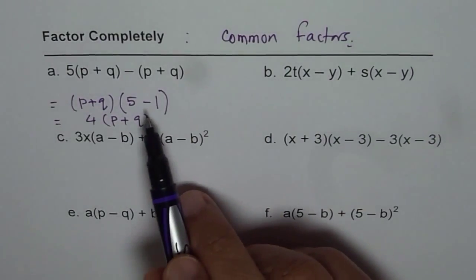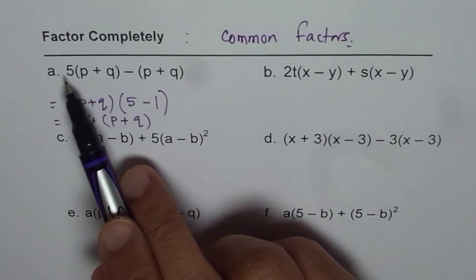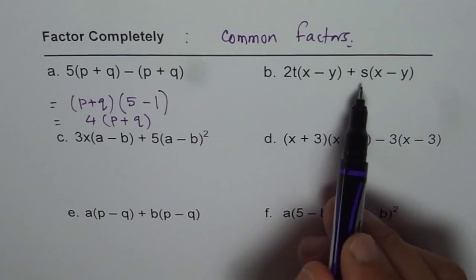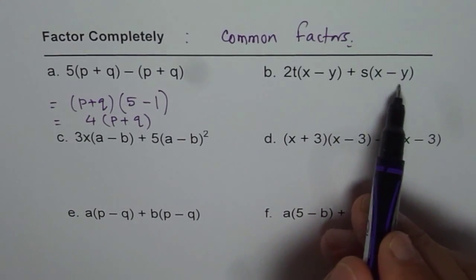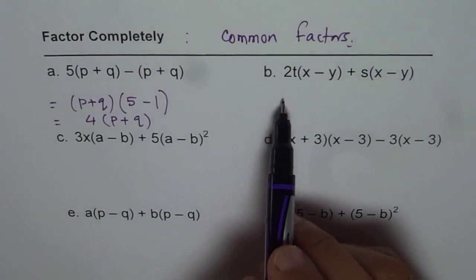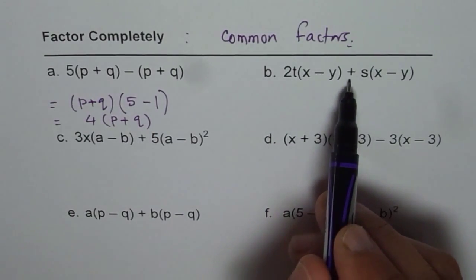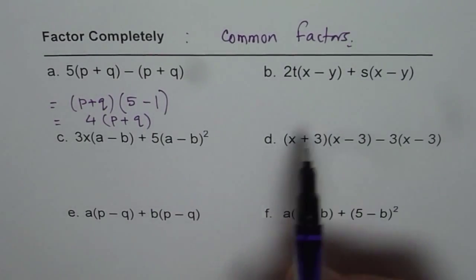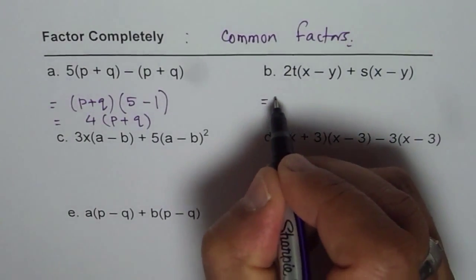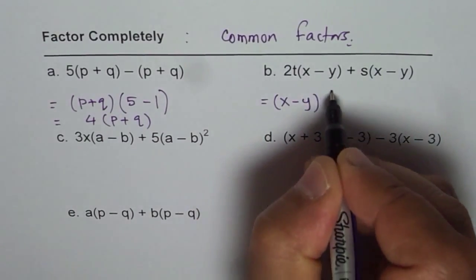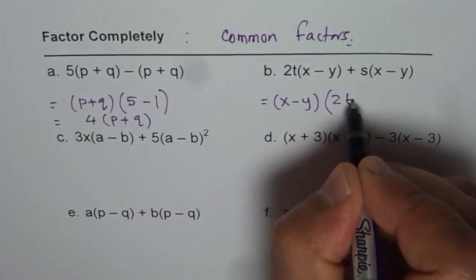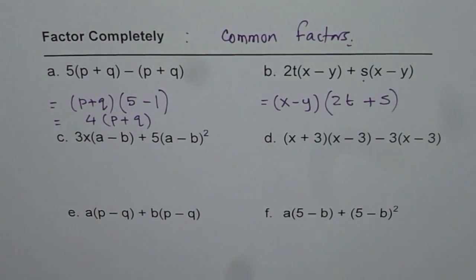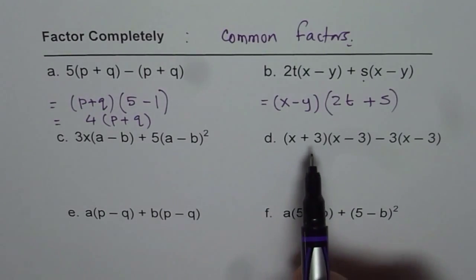So here is a similar one, but in this case, instead of having numbers as the coefficient, we have some variables as the coefficient of the common factors in the bracket. The question is 2t times (x minus y) plus s times (x minus y). As you can see, (x minus y) is a common factor. So we can write this as (x minus y) times (2t plus s). So that becomes the product form of the given sum form, right?